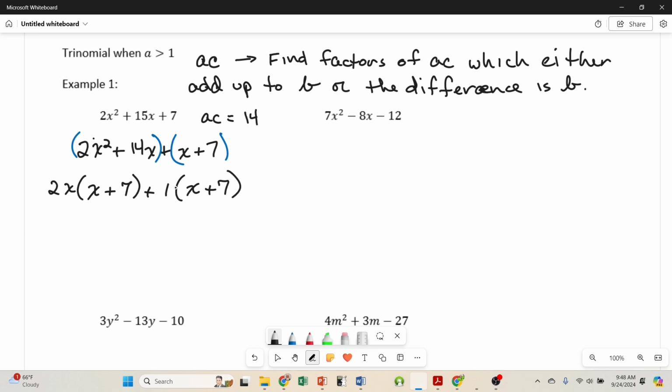So now we take this apart. Remember how we showed the distributive property when we multiply. Now we can take 2x plus 1 and put it in parentheses, and then x plus 7.